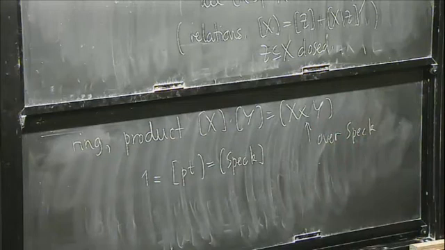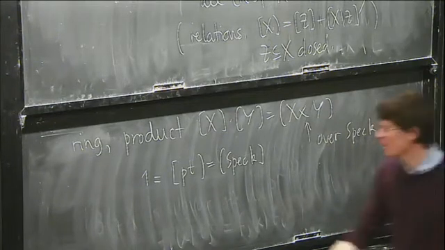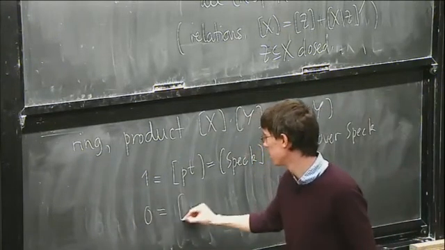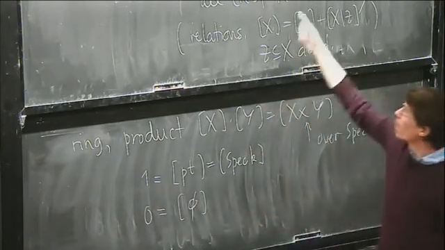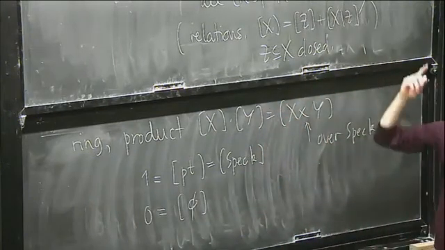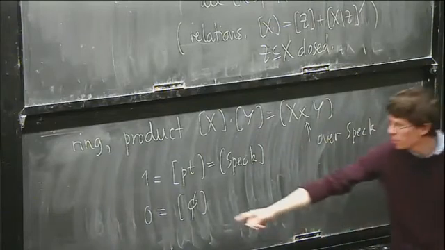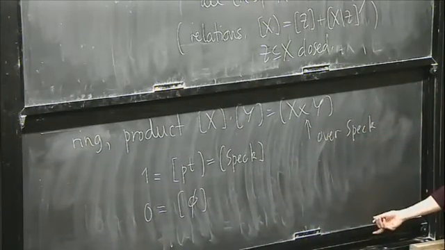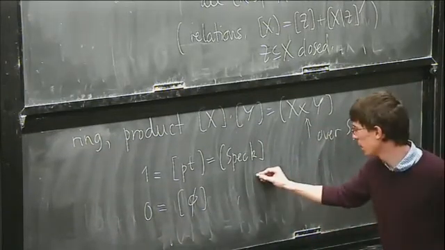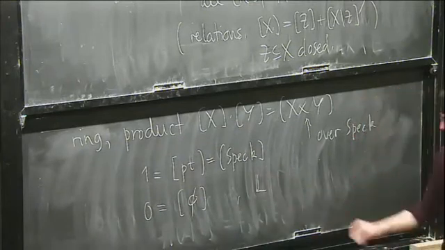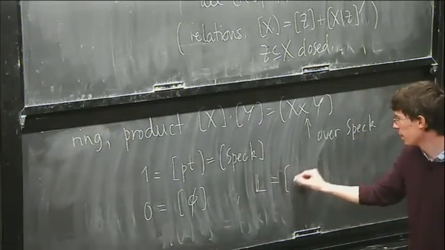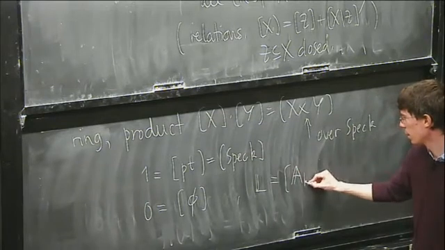What's the 0 element in this ring? Yeah, the empty variety, that's right. Or I mean, in this ring it's just the 0, the sum equals 0. But you can also think of it as being the empty set. And then there's one other important class that people always use that's called L, or the Lefschetz class. This is another name for the class of A1.